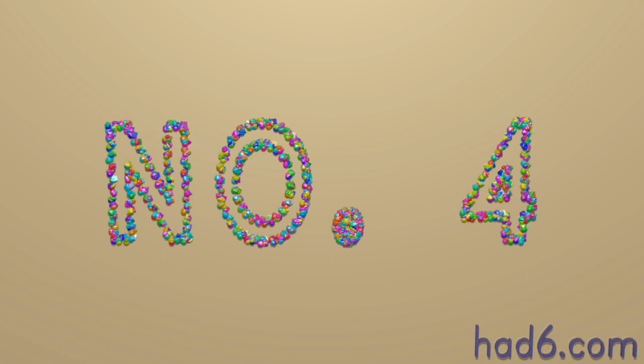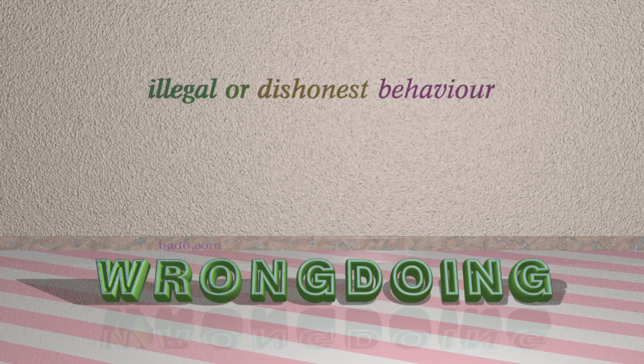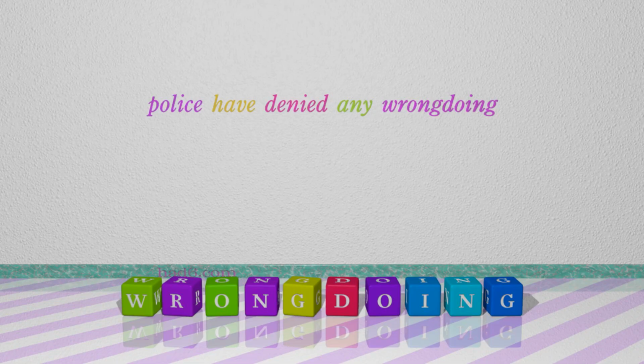Number 4. Wrongdoing, which means illegal or dishonest behavior. Wrongdoing. For example, police have denied any wrongdoing.